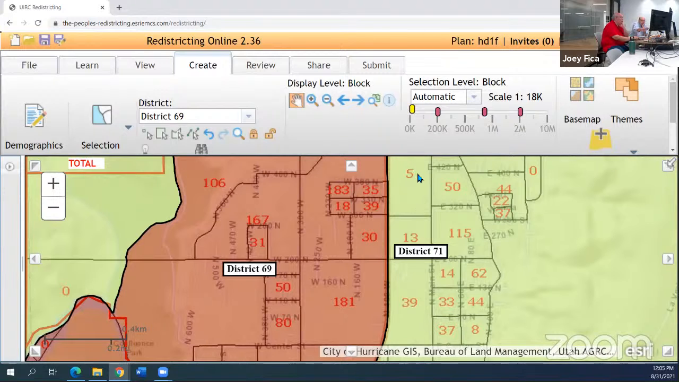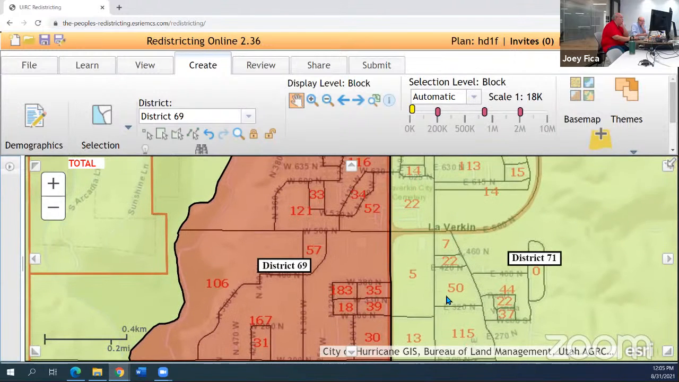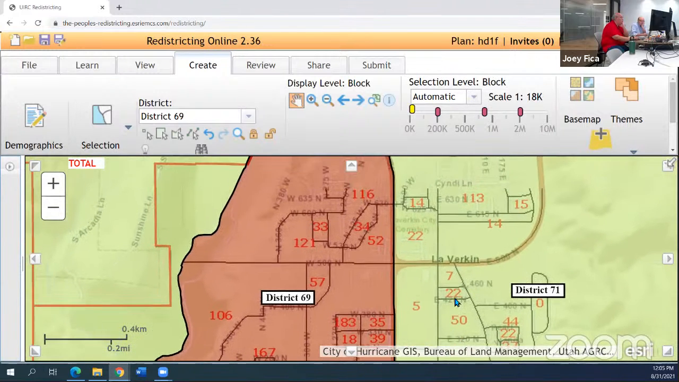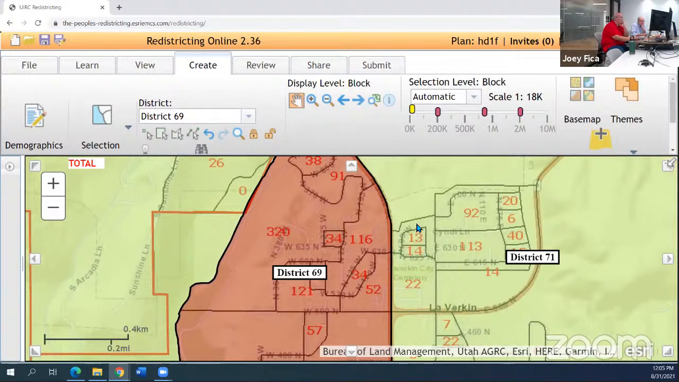Or we can take 5 to 39. It's pretty close. Yeah, let's take those. Take these. No, well, you can do those too. So I'm just trying to keep Leverkin in one.